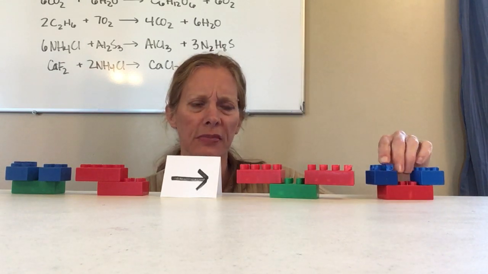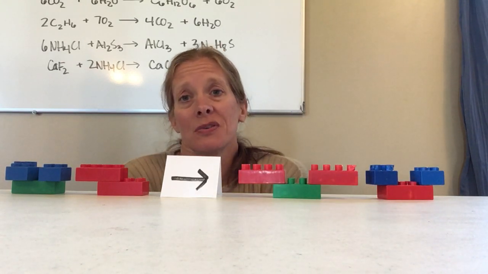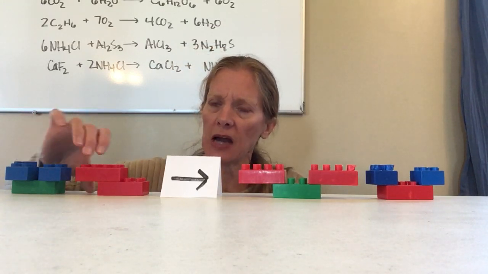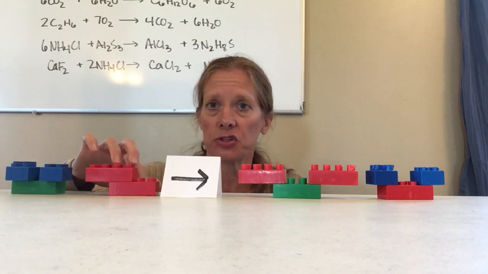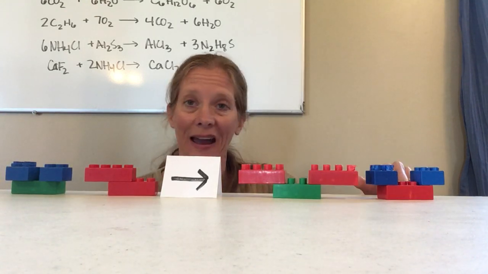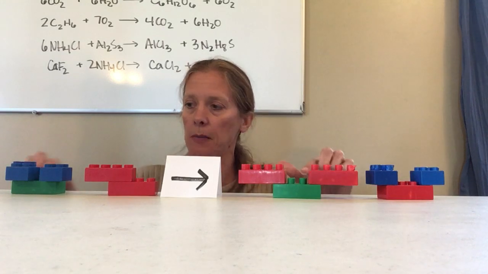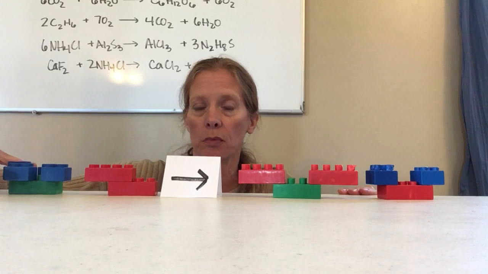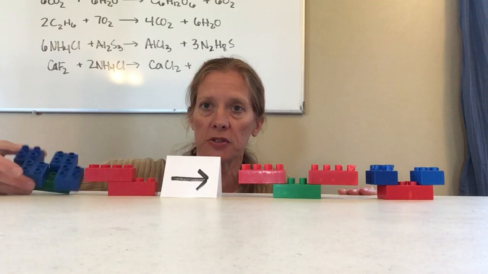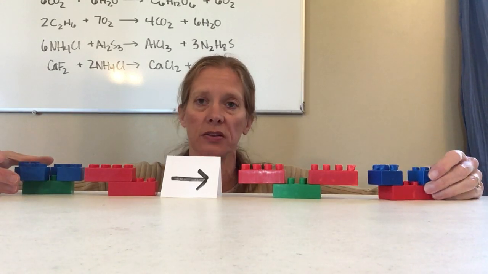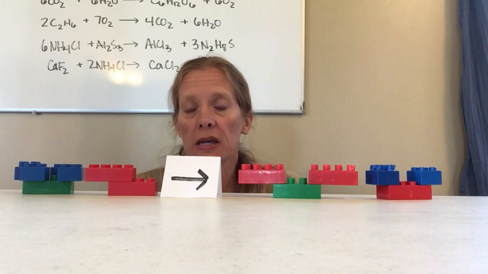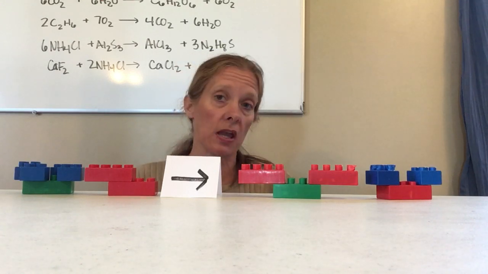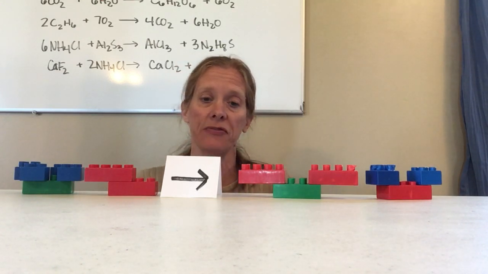Now, if you look at this, you're going to notice that there is a problem, because how many red ones do I have over here? Well, on this side, I only have two. On this side, I have three. That doesn't work. I have one green one on each side, but my blue ones aren't the same on each side either. I've got four blue ones on this side, and I only have two blue ones on this side. And what's always true is that the law of conservation of matter is going to hold. You can't destroy it, you can't create it, so whatever I start with, I have to end up with.